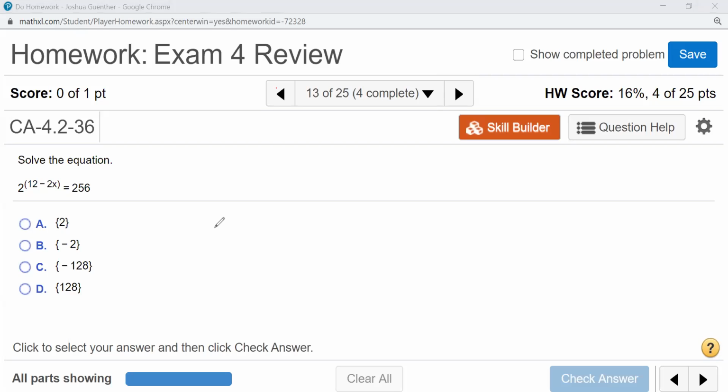Well, there's a number of things we can do. It looks like this one has a silly little trick. And the little trick is that 256 can actually be expressed as a power of 2. But we can do that, or we can rewrite as a logarithm, which I'm happy to do at this point.